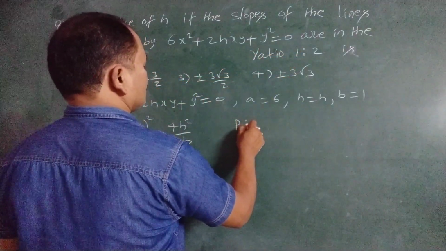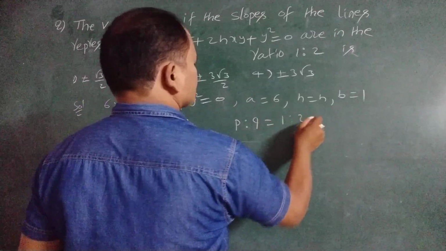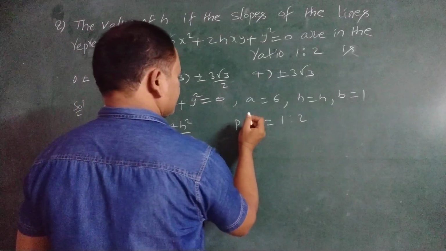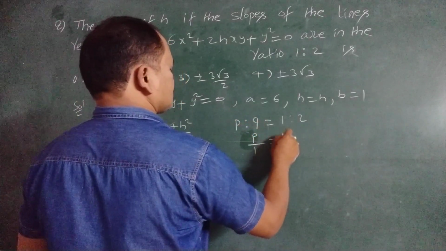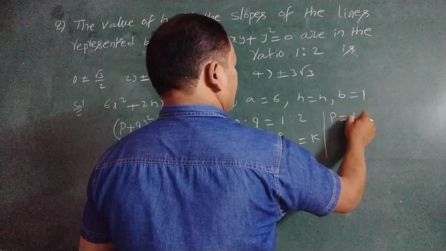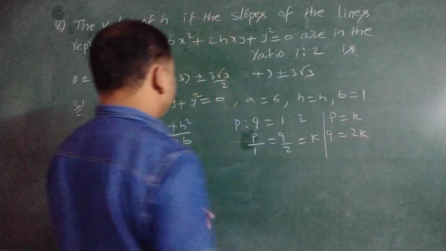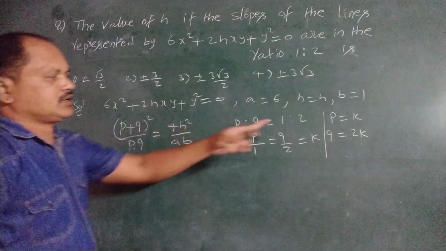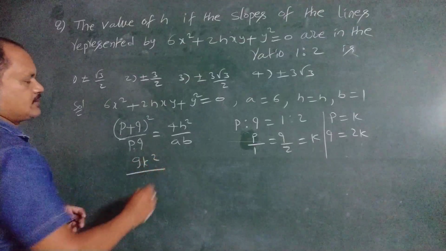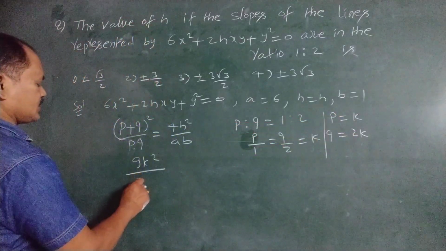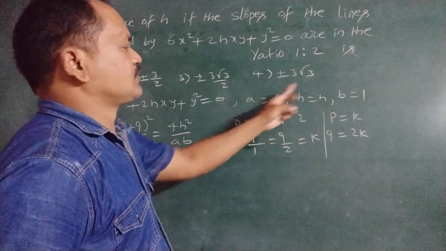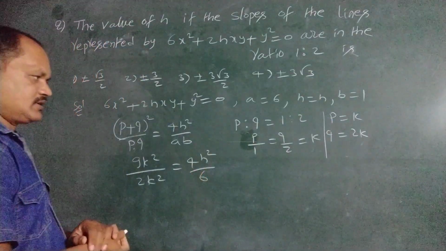p is to q is equal to 1 is to 2. Is it clear? That means we have to take p by 1 is equal to q by 2 is equal to k. Then p is equal to k and q is equal to 2k. Substitute here. Here it is k plus 2k, 3k. 3k square is 9k square by k into 2k, that is 2k square, is equal to 4h square by ab. What is a? 6. What is b? 1. That's all. 6 into 1.